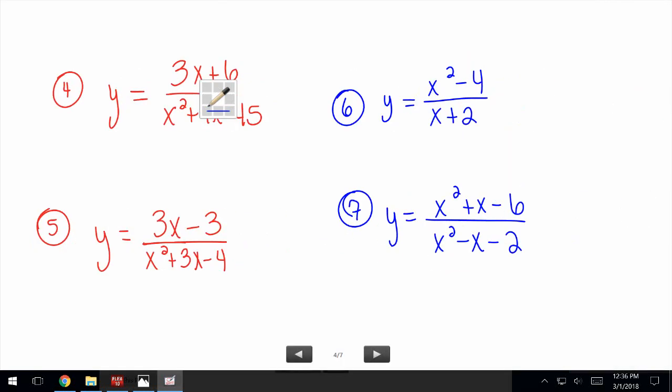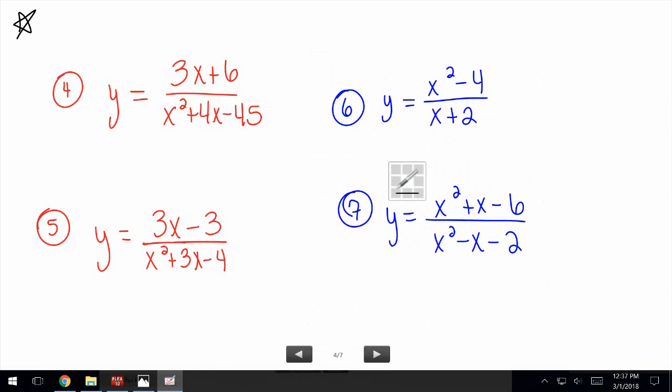Next one on the next page. This one doesn't ask for the horizontal asymptote. It says find the points of discontinuity and label them as vertical asymptote or hole. All right, here's what you need to know. Write yourself a note on the top somewhere. Star it, put your little note at the top.